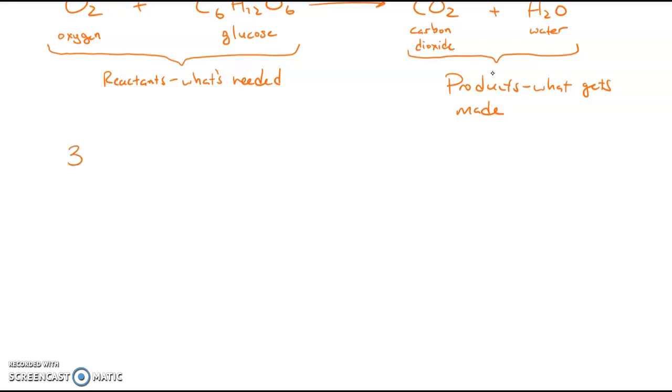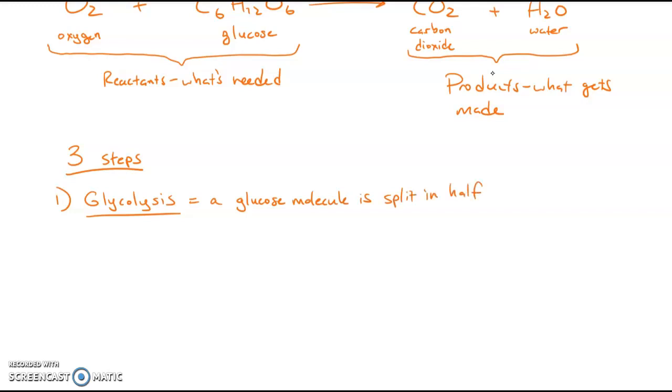So there's three main steps that you guys need to know. The first part is called glycolysis. Each of these steps is actually quite complex, okay? So we're not going to spend too much time in it. So for glycolysis, glyco is sugar and lysis means to split, okay? What happens is the glucose molecule is split in half, and taken inside the mitochondria, okay?